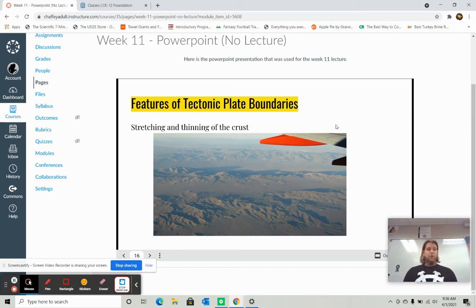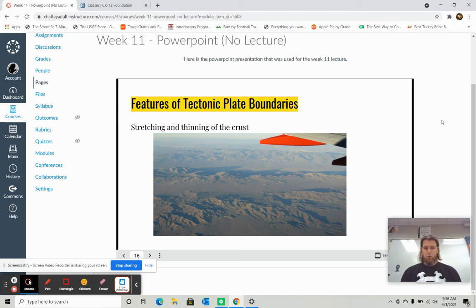And then another feature is the stretching and thinning of the crust, because we have a motion in plate tectonics called divergence, which means they go away from one another. As they move away from one another, the crust thins and dips. And so you get what are called basin and ranges. The ranges are the mountains and the basins are right in between.